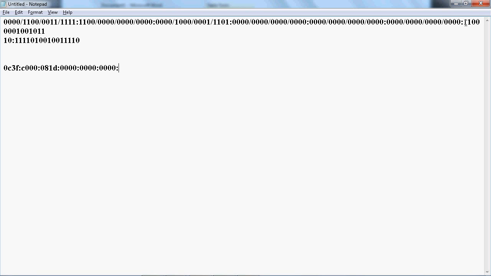Next we can take 1 1 0 0, so that is 8 4 2 1, so 8 plus 4 is 12, so the hexadecimal value is C. Next we can take 0 0 0 1, so that means 8 4 2 1, so 1. Here we can use the hexadecimal value 1, so we can separate, here also we can separate.